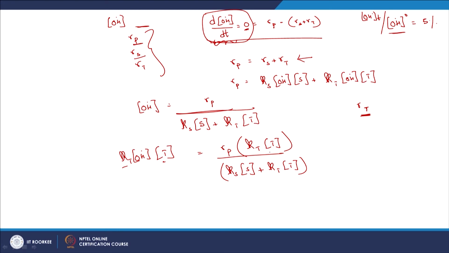So, I multiplied with this particular variable on both the sides. Obviously, what do I see here? You see this is nothing but the rate of the reaction of hydroxyl radical with the target, that is going to be equal to Rp by this set of variables, right.